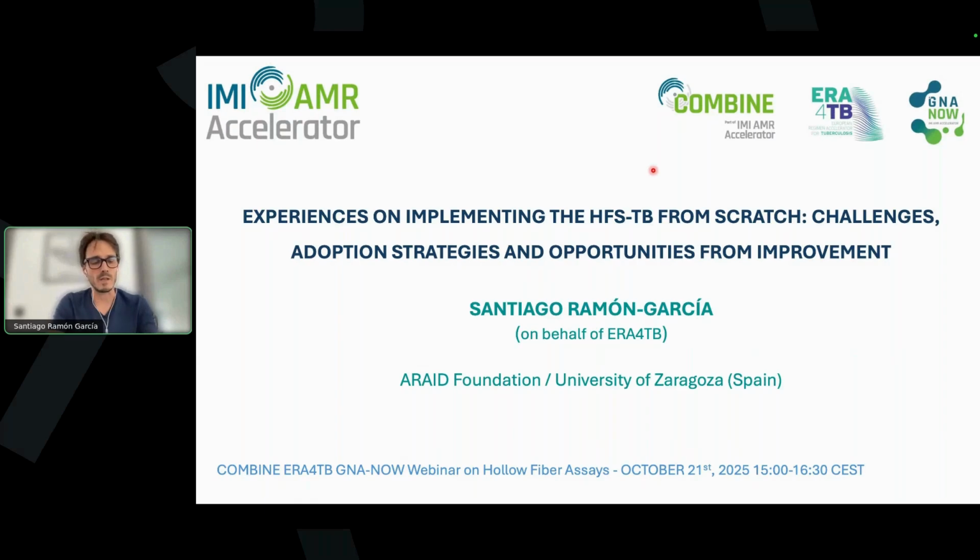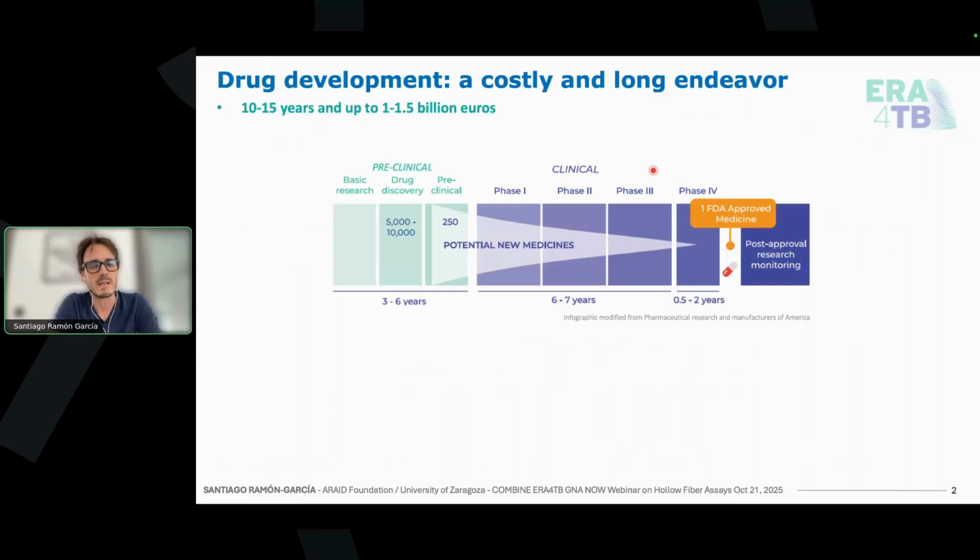And actually, I would like to explain our challenges from scratch on how we were doing this. But before, I would like to set the scene of the ERA4TB context. What we are doing is drug development, and we know that drug development is a very long and costly process with high attrition rate, right?